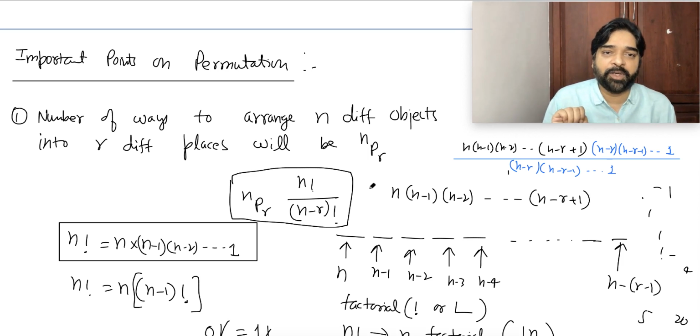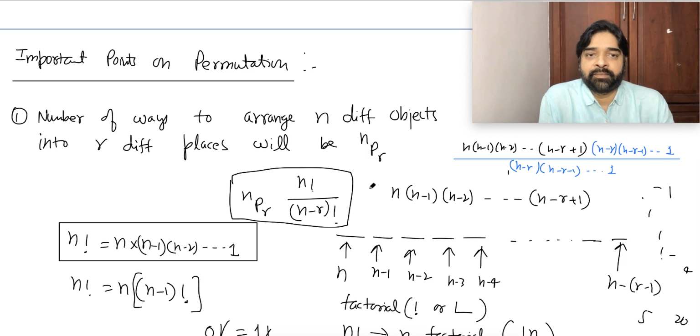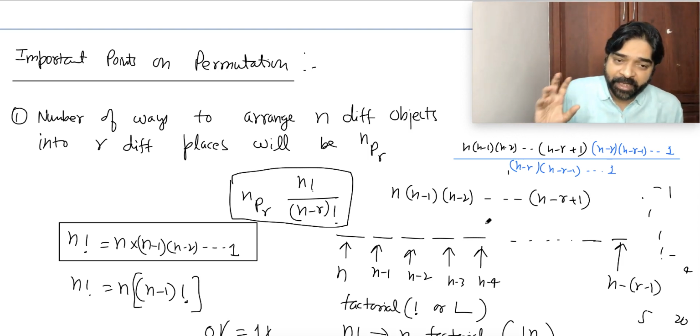P stands for permutation. It's written as nPr. Is it clear to everybody? I hope all of you have heard about nPr. nPr is, again, just one statement. It's not a mathematical formula. In place of saying n different objects into r places, we simply say nPr. That's all. So the number of ways of n different objects into r places will be nPr.